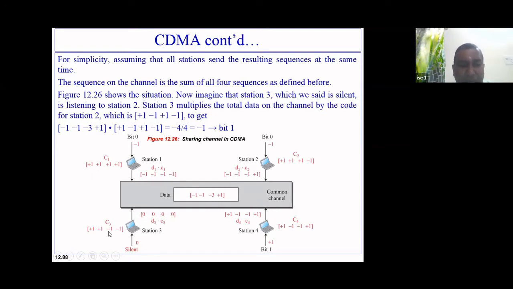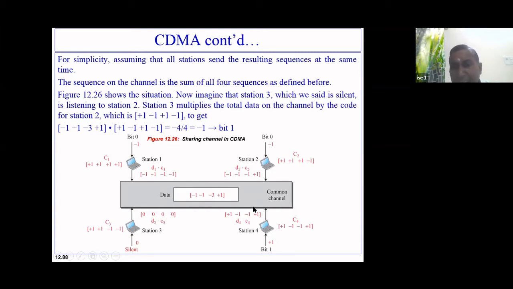So 0 multiplied by chip code is 0: multiplied by plus 1 is 0, plus 1 is 0, 0 multiplied by minus 1 is 0, and minus 1 is 0. So D3, C3 is all zeros. And D4, C4 is plus 1 multiplied by plus 1, minus 1, minus 1, plus 1. So this is giving me plus 1, and this is minus 1, this is minus 1, this is plus 1.